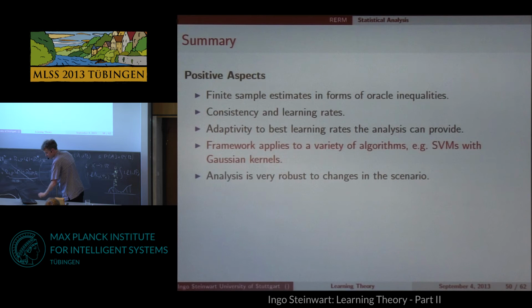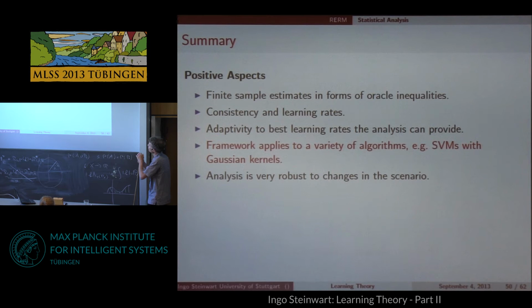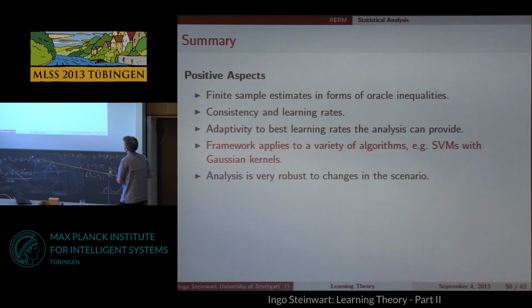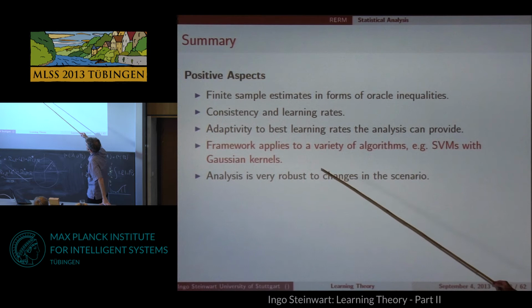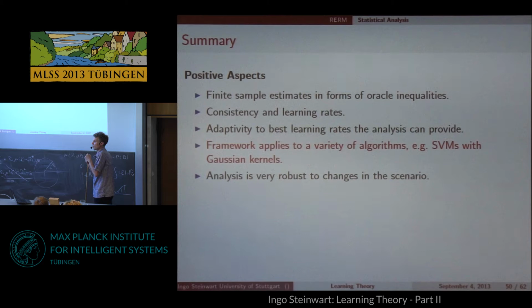So let's make a summary of what we've seen so far. So first of all, the positive aspects. We derived finite sample estimates in forms of Oracle inequalities, which is good because they're not just of asymptotic nature. They really tell us something about a given finite n. This is good. We use them to derive consistency and learning rates, the basic two questions we like to answer in statistical learning theory. Then we saw that a simple splitting approach of the data set achieves a certain adaptivity, namely it can recover the best learning rates our analysis for regularized empirical risk minimization could provide.